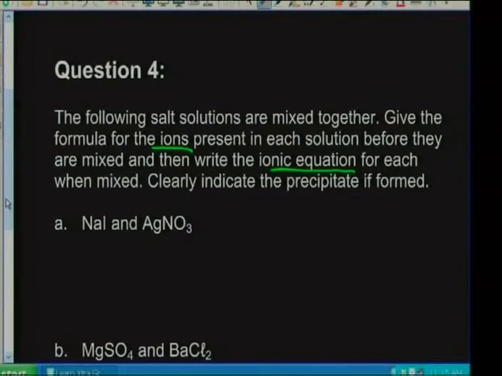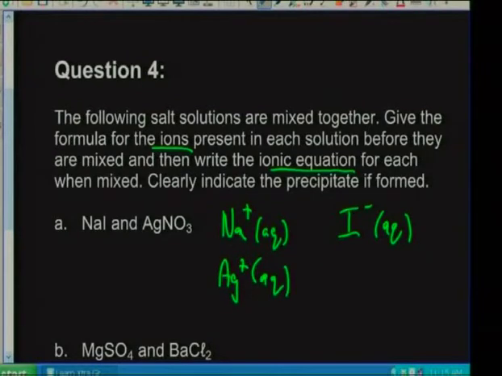I'm going to put the ions present in the solution. I'm going to say I'll have some sodium ions. I'm going to have some iodide ions. I really want to get those silver ions in. And I'm going to have some silver ions here. They're aqueous, they're dissolved. And I'm going to have some nitrate ions.